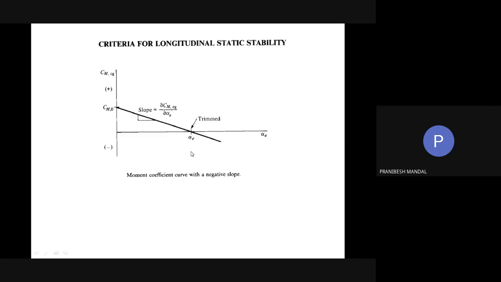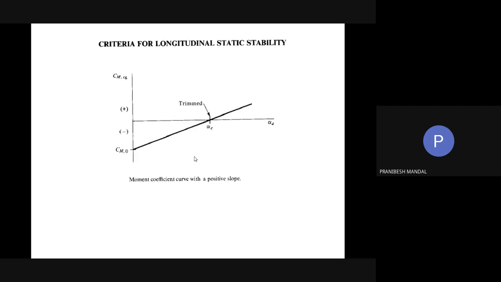then the curve of the CMCG can only be in two ways. One is this, with a negative slope, and one is this, with a positive slope. Is this particular thing clear for you or not? That there are only two possibilities of the CMCG versus alpha curve.